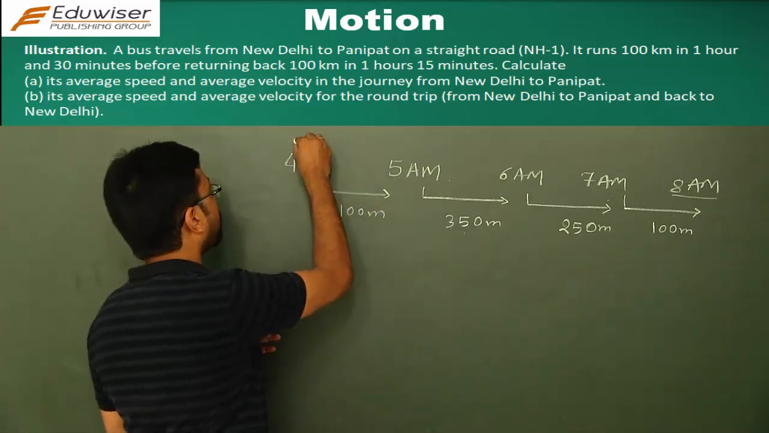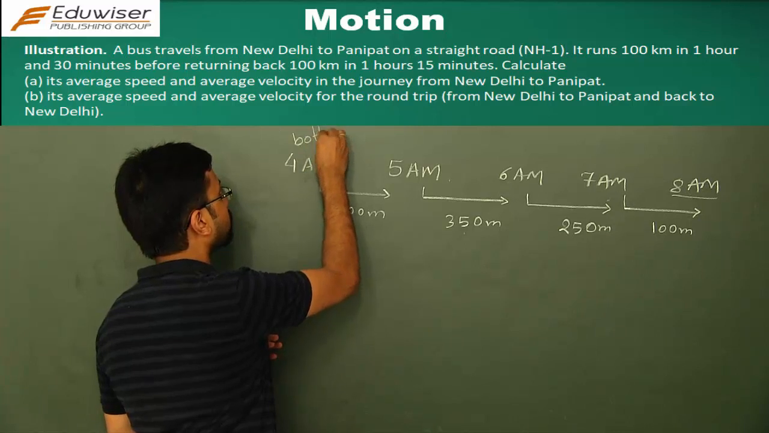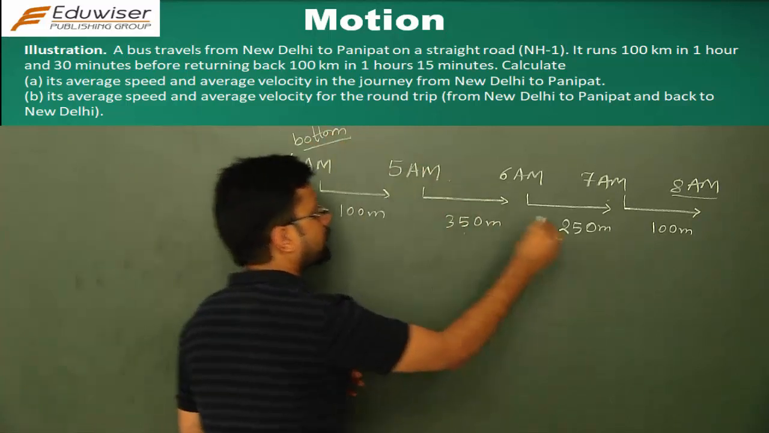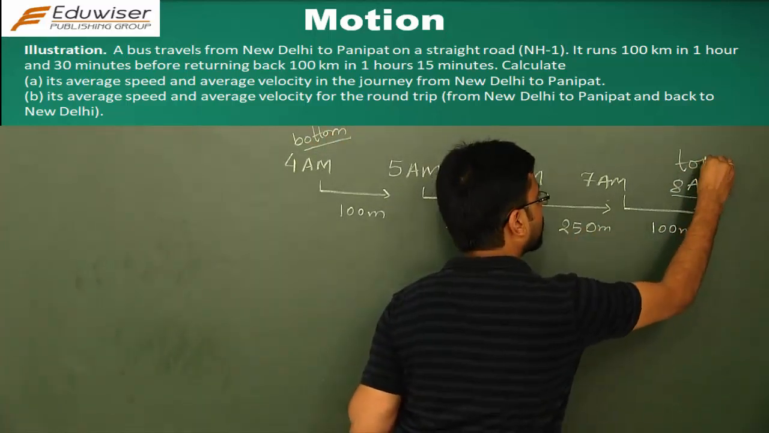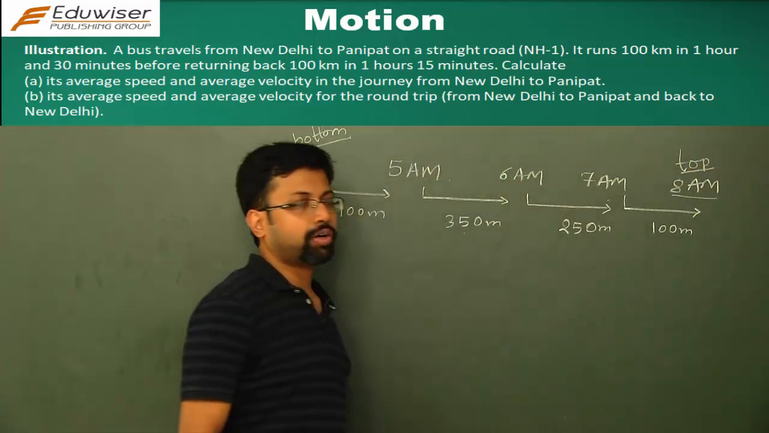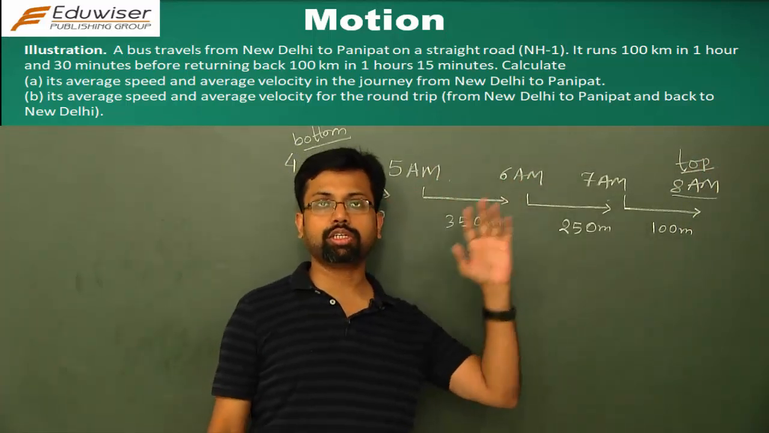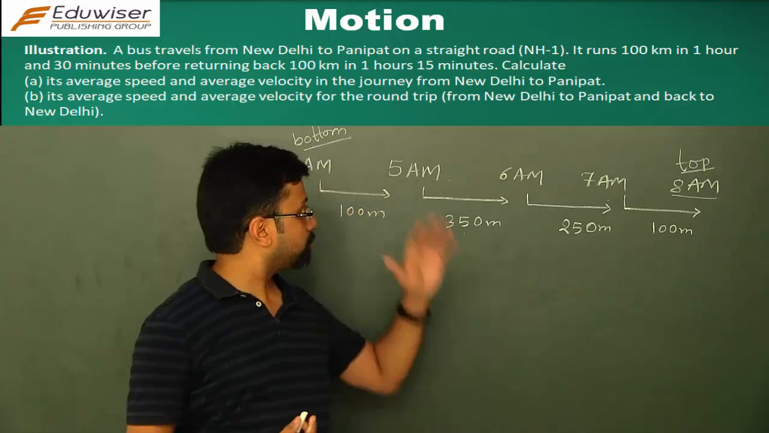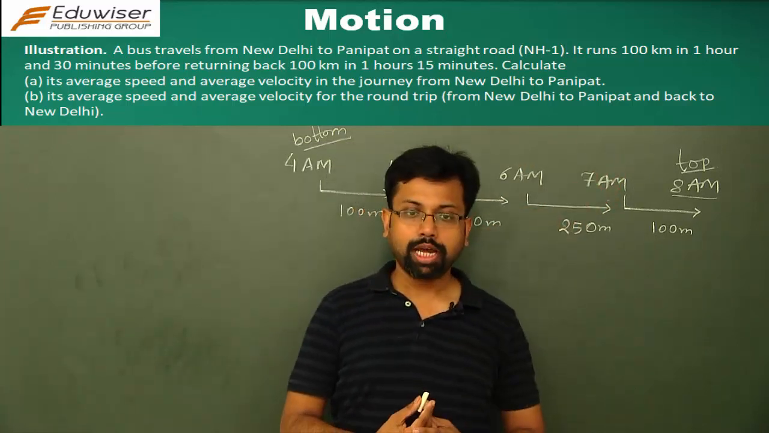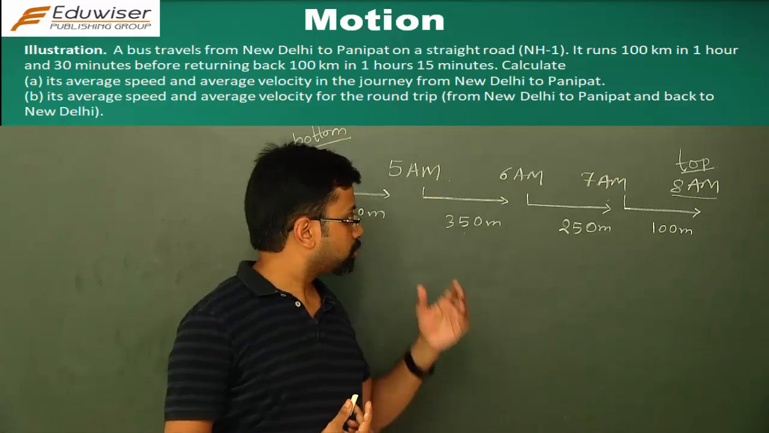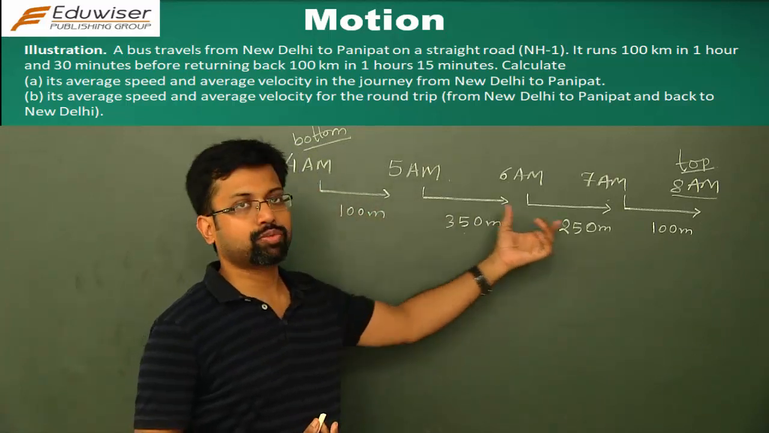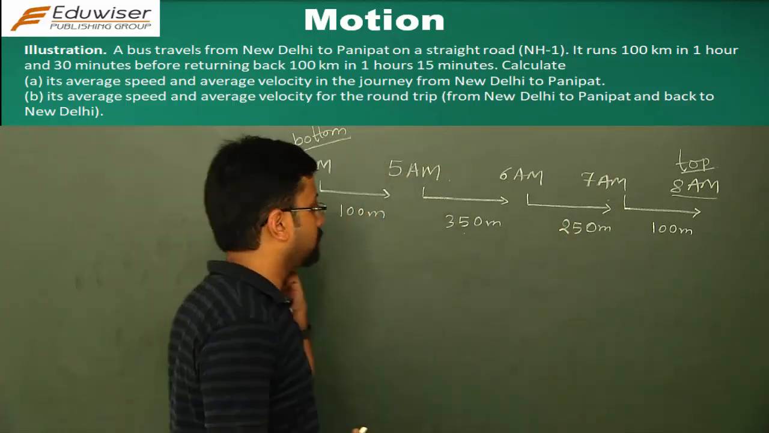So at 4 a.m. he was at the bottom, and at 8 a.m. he was at the top of the mountain. So we have to find out the average speed for this journey from the base of the mountain to the top of the mountain, and we have to also tell about the average speed for each of these hours. So let's start doing it.